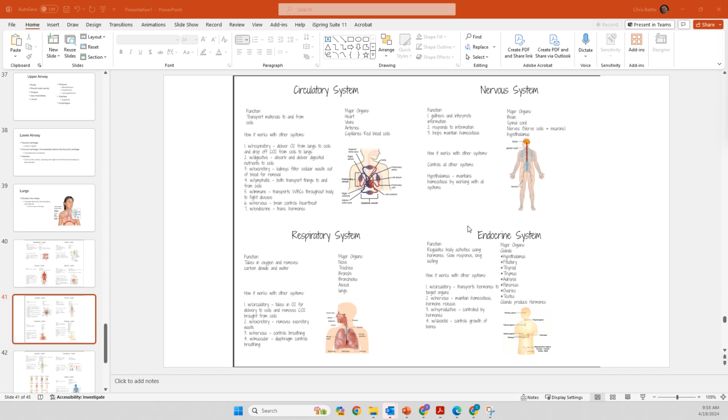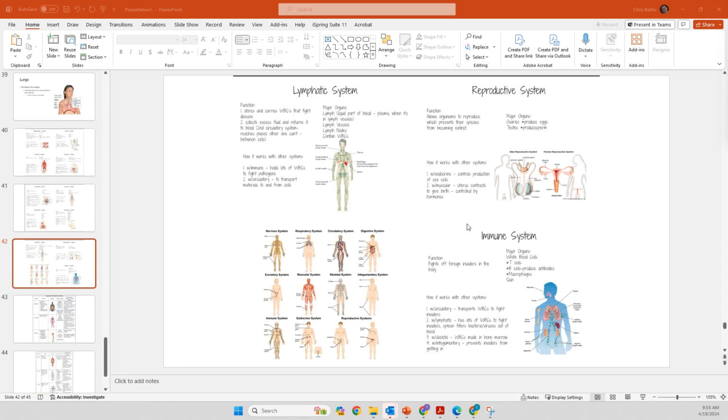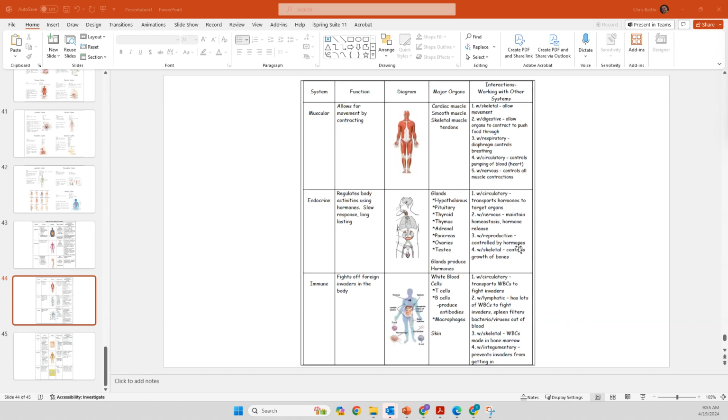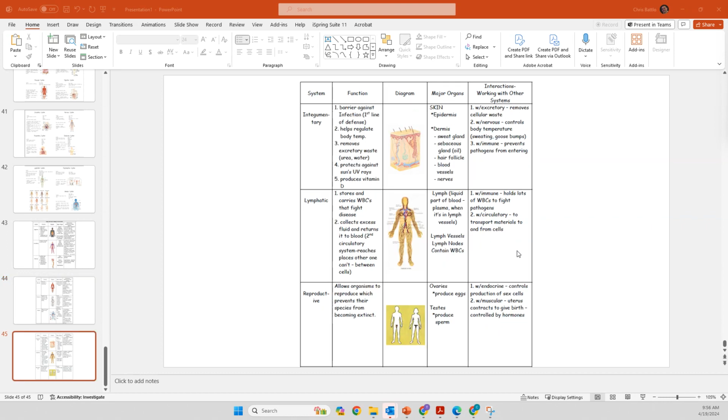You can cut them up using the splice cards, whatever you want to do. Got your lymphatic system, reproductive system, immune. Goes through all your different systems. I tell you, I'll give you more stuff than you'll want by the time this course is over to help you. Here's a good one, human body systems: digestive function, where it's at, major organs, and what else does it interact with. This is just some good quick notes to help you memorize these things.